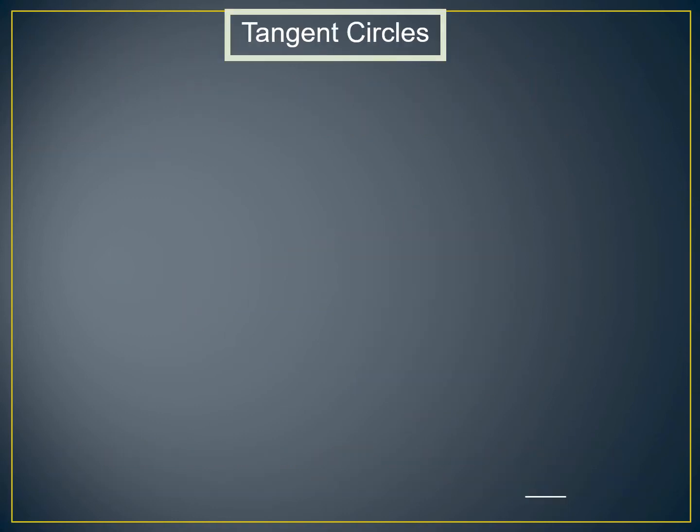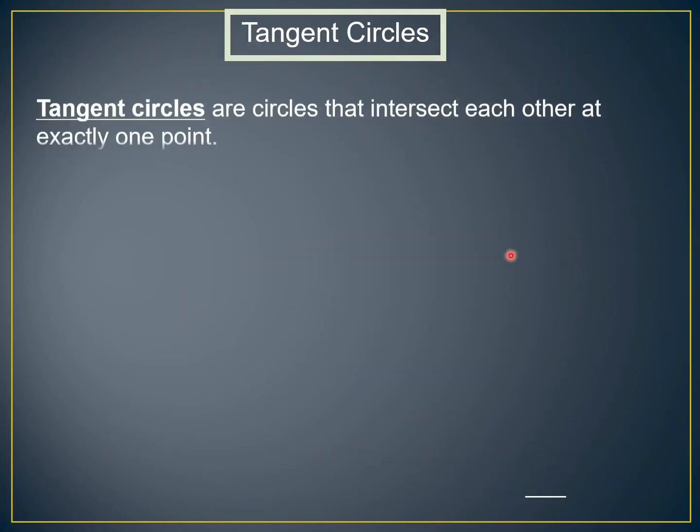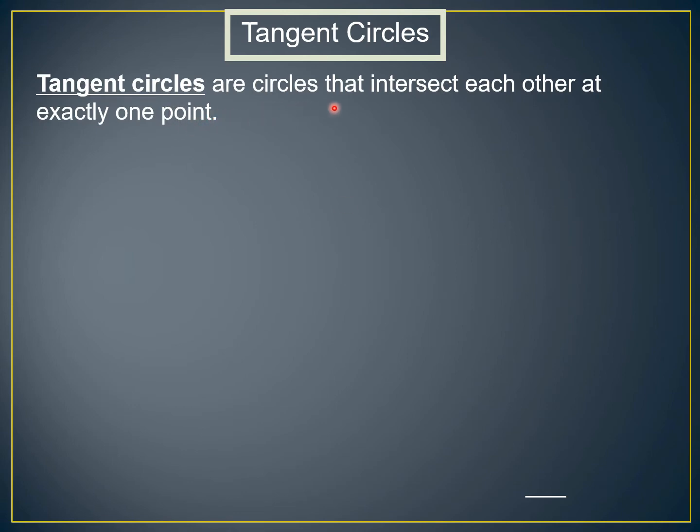Now, let's discuss naman tangent circles. So, tangent circles are circles that intersect each other at exactly one point. So, kung kanina may tangent line, this time, tangent circles naman. Meron tayong dalawang circle na magi-intersect at exactly one point lang. So, dito sa figure na to, we have circle P and circle Q. Nag-intersect sila at one point.